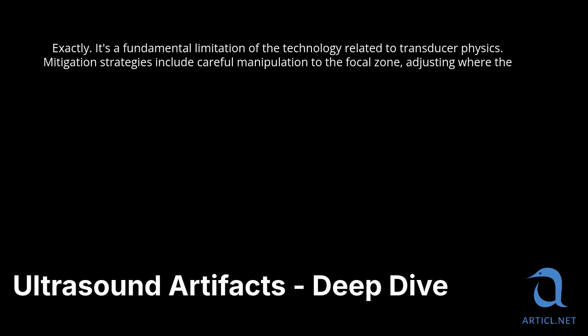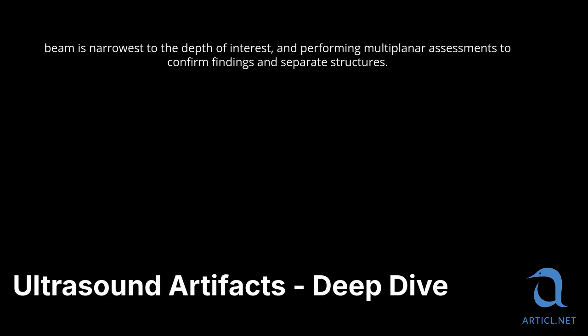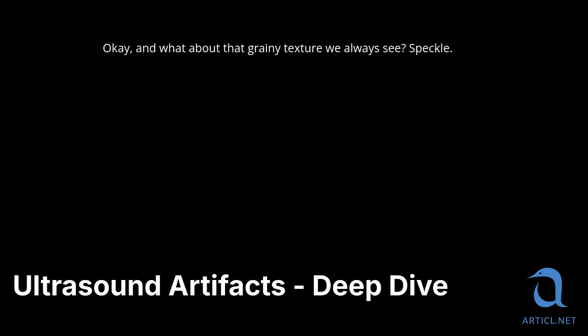Exactly. It's a fundamental limitation of the technology related to transducer physics. Mitigation strategies include careful manipulation of the focal zone, adjusting where the beam is narrowest to the depth of interest, and performing multiplanar assessments to confirm findings and separate structures. Okay, and what about that grainy texture we always see?